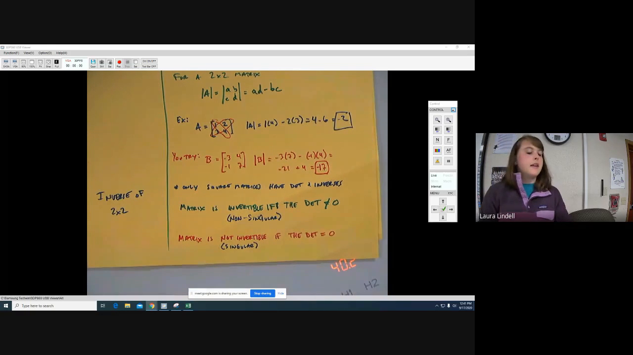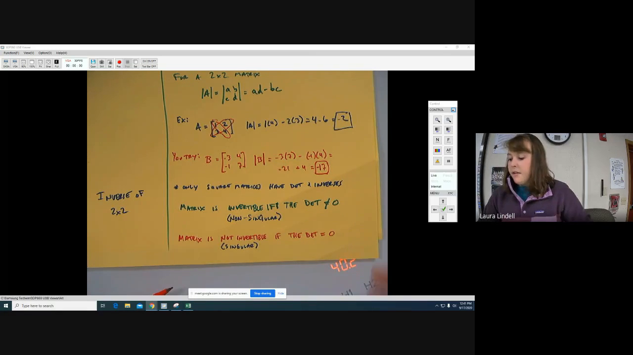The way I like to think of remembering singular versus non-singular is, if a matrix is invertible, that means it has an inverse, it has a partner, right? It's not single. And if a matrix is not invertible, it's all by itself, it's single. So if it's invertible, it's non-singular because it's not alone. If it's not invertible, it's singular because it's alone.